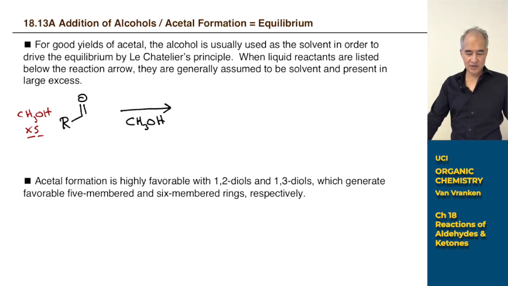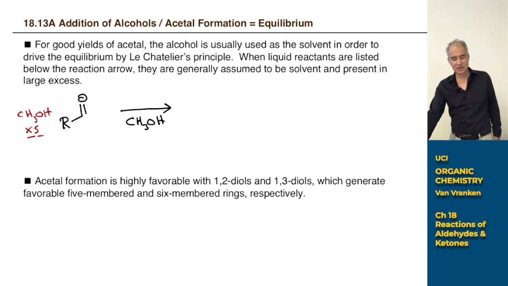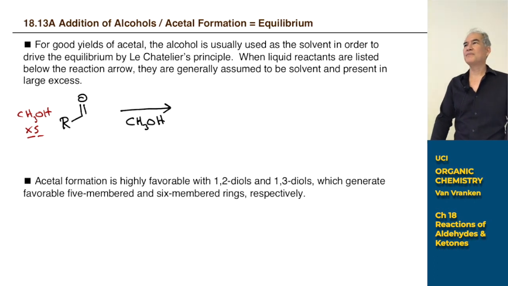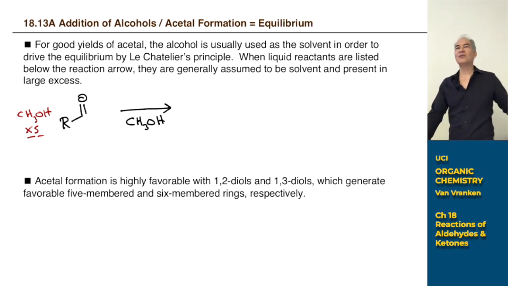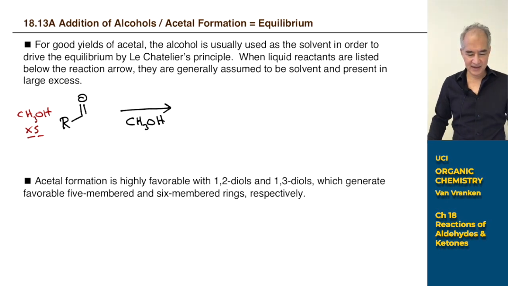So if your solvent is your reactant, you don't have to write the word excess, and you indicate that by writing it under the arrow. If you write sodium chloride under the arrow, everybody will know that that can't possibly be the solvent. So it's only if you write a common solvent molecule under the arrow that everybody understands that to be the solvent and present in excess.